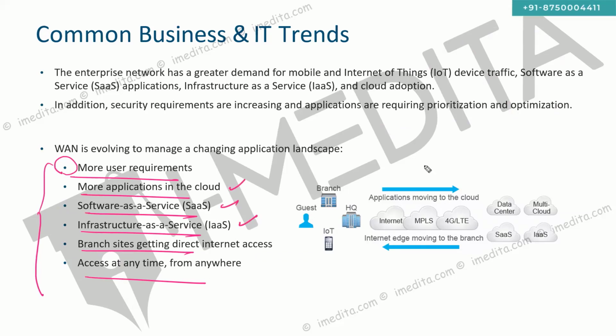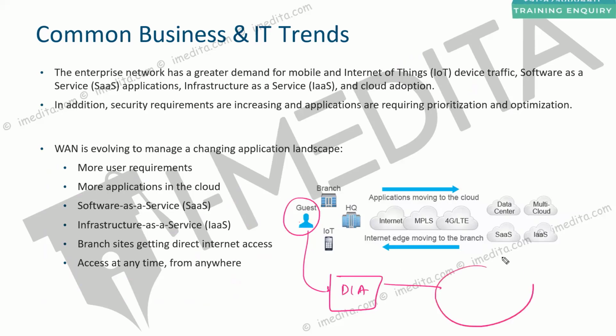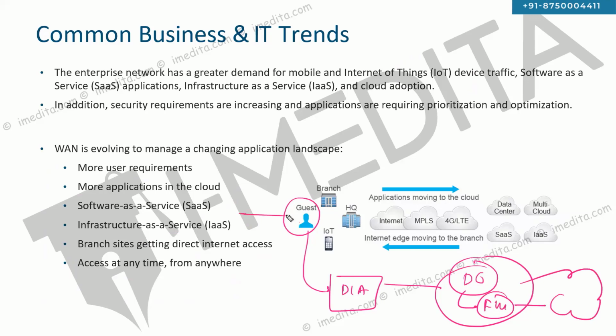SaaS applications, infrastructure as a service, IoT, DIA: there are different challenges in a modern day wide area network. So we have guest users. For the guest users, I want direct internet access. I do not want the traffic to be sent all the way to the data center, inspected via firewall, and then sent towards the internet. The guest user is just browsing some Facebook application.